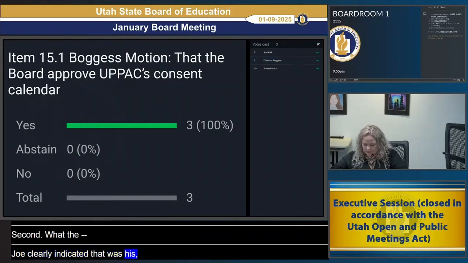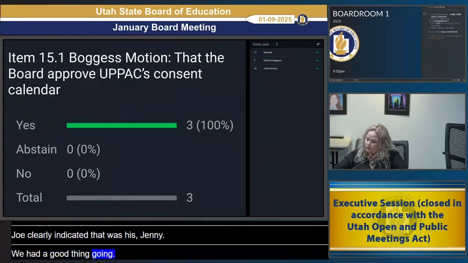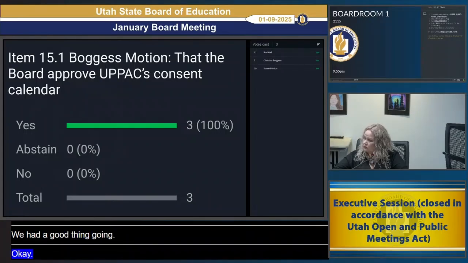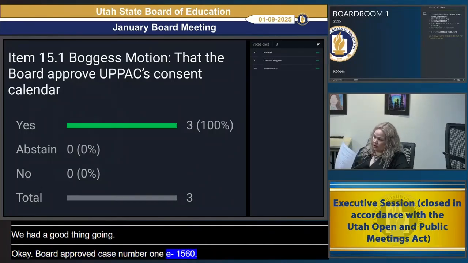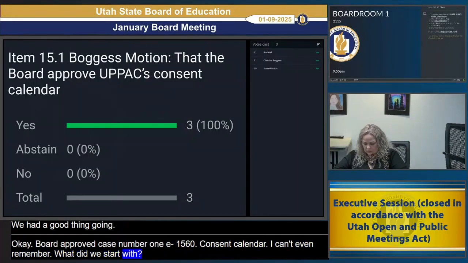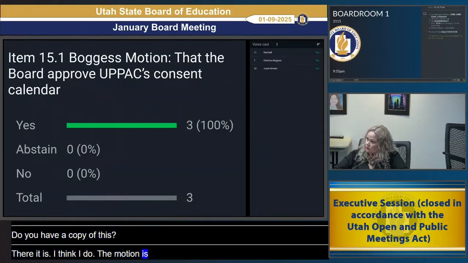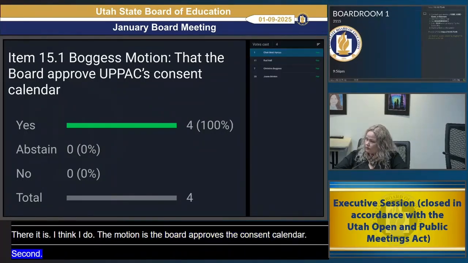Okay. The motion is that the board approve case number 18-1560, consent calendar. I can't even remember what we started with. Do you have a copy of this, Chair? Oh, there it is. So the motion is that the board approves the UPAC consent calendar. Second. Okay, let's vote then.